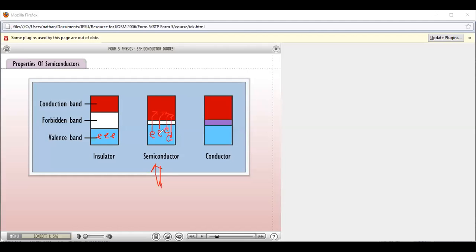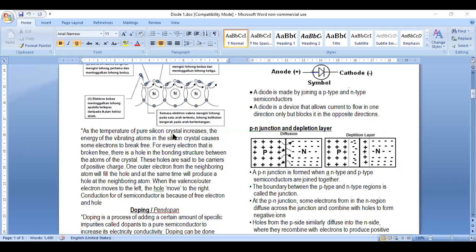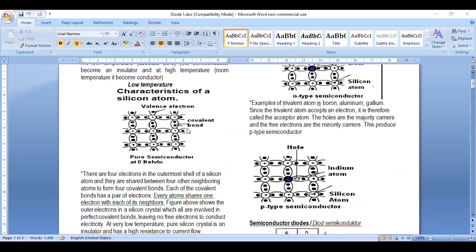So that's why a semiconductor at lower temperature becomes an insulator, because the electrons are all in the valence band. But at higher temperature, if you give enough heat energy, the electrons can jump to the conduction band because the gap is very small. So a semiconductor can become a conductor or an insulator, depending on the temperature. Now, we look more into the silicon and germanium atomic structure.